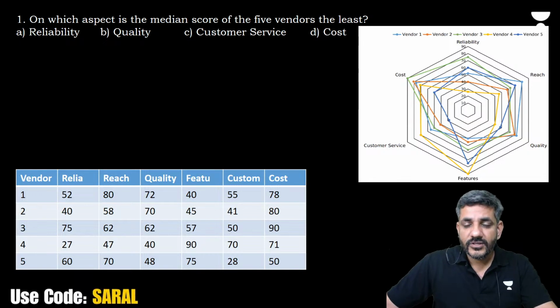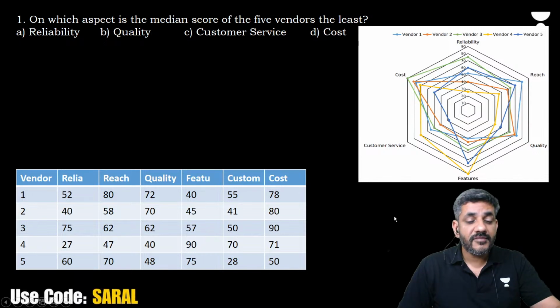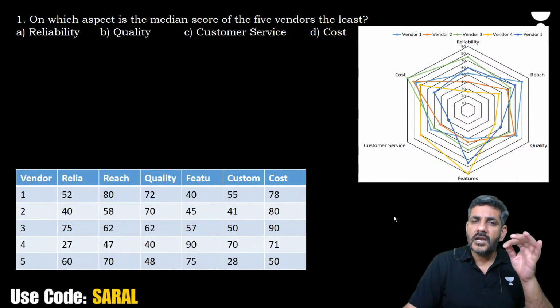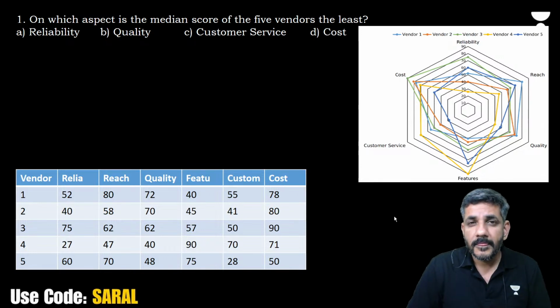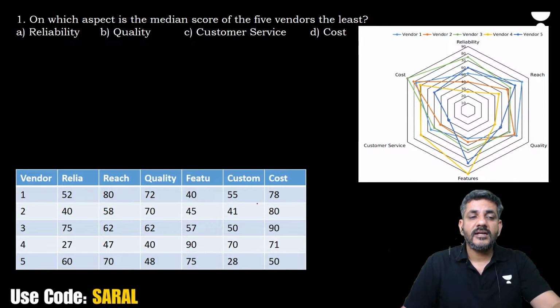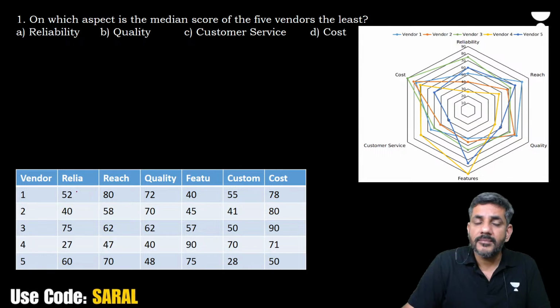Okay. Hi music core, good to see you always. On which aspect is the median score of the 5 vendors the least? What is a median score? Median score is the score that lies in the middle. If I calculate that score which is there in the middle, let's talk about reliability first.